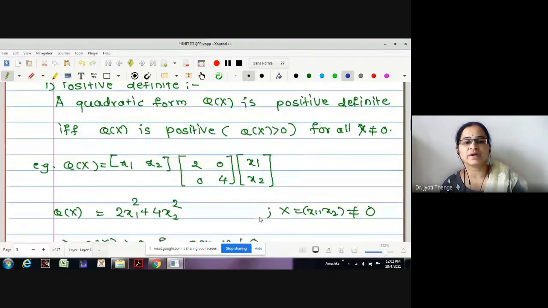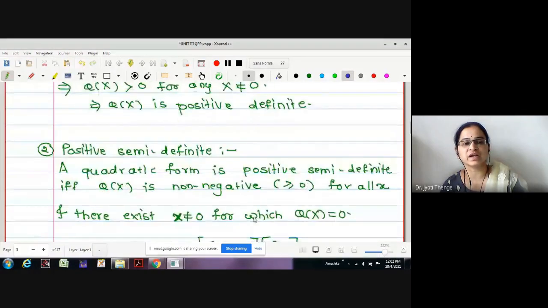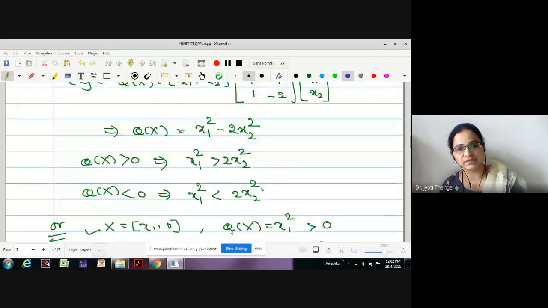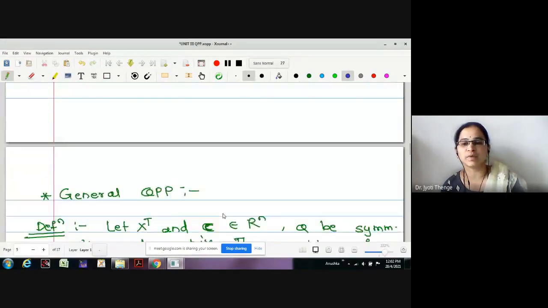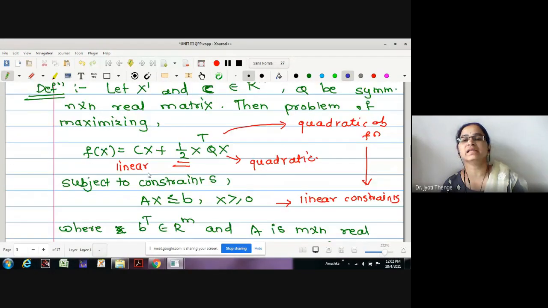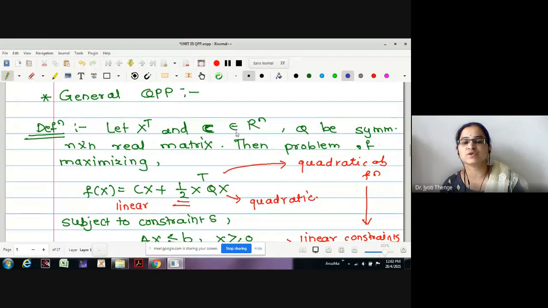Then some properties of quadratic form we have seen: positive definite, positive semi-definite, negative semi-definite, and indefinite. In detail, we have discussed all the properties along with the examples as well. Then the general definition of a quadratic programming problem tells us that if x transpose and c belong to Rn, x is actually a column vector, that's why we were considering this to be transpose, so that it will be a row vector. So both x transpose and c are row vectors, members of Rn, meaning both are n-tuple row vectors.